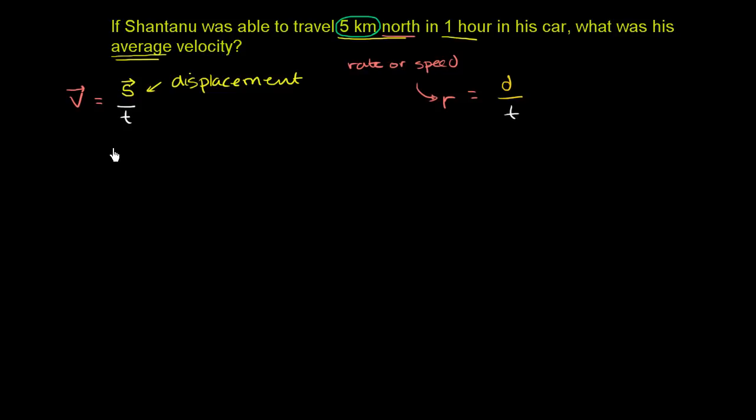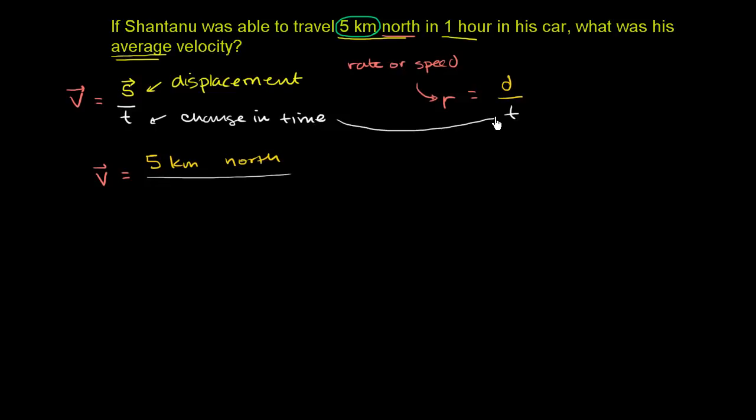So his velocity is, his displacement was 5 kilometers to the north. So the displacement was 5 kilometers north, over the amount of time it took him. And let me make it clear, this is change in time.